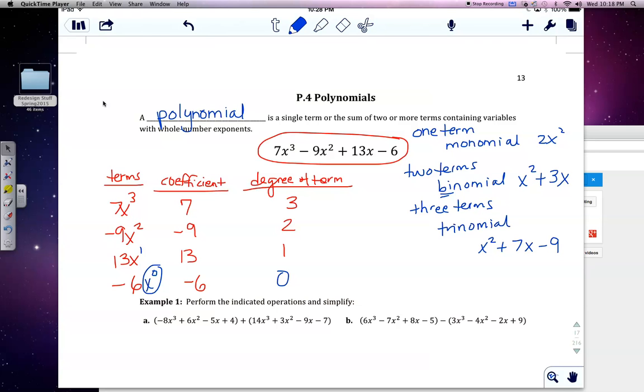If we're looking at the degree of the entire polynomial, that would be 3. That's going to be the highest degree that you see.